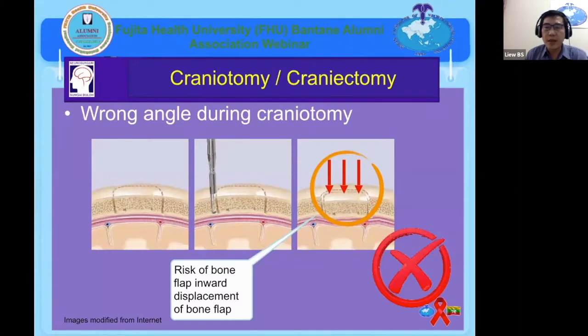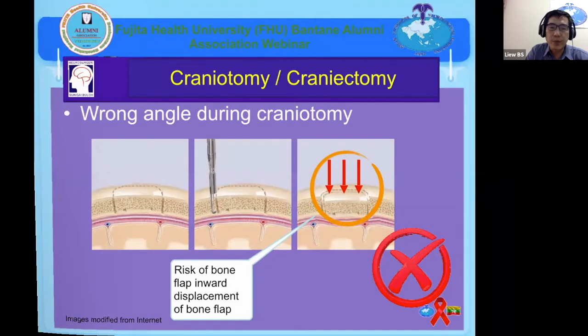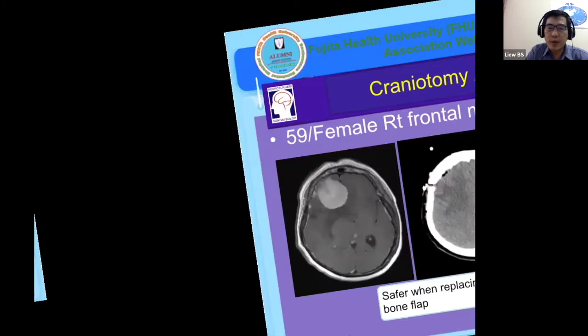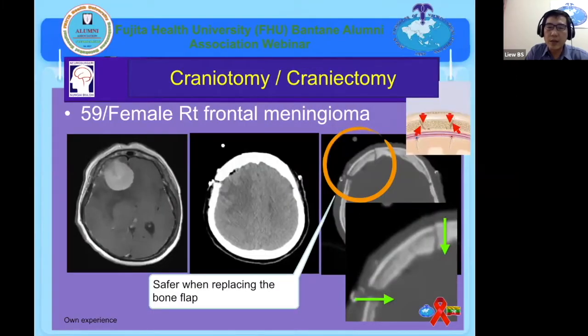Also, this is something I have tried to look into over the years. I find that the classical teaching to do a perpendicular craniotomy may not be the best option, because if you do a perpendicular opening and are unable to secure the bone tightly, there is a high chance the atmospheric pressure will push the bone inward and cause unnecessary raised intracranial pressure. It's better to do an angulated craniotomy. In that case, there's no chance the bone can be displaced inward and cause unnecessary raised intracranial pressure. And this just illustrates some of my cases where we did an angulated craniotomy.